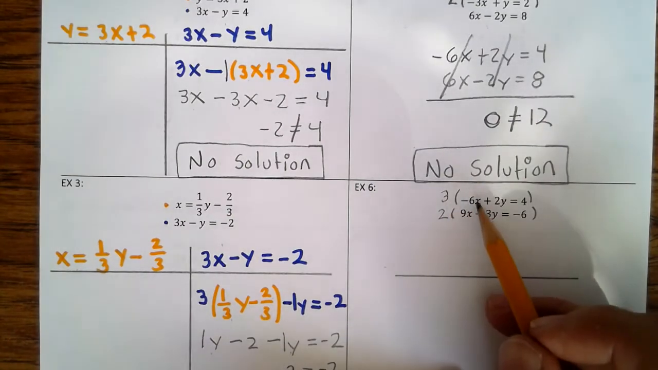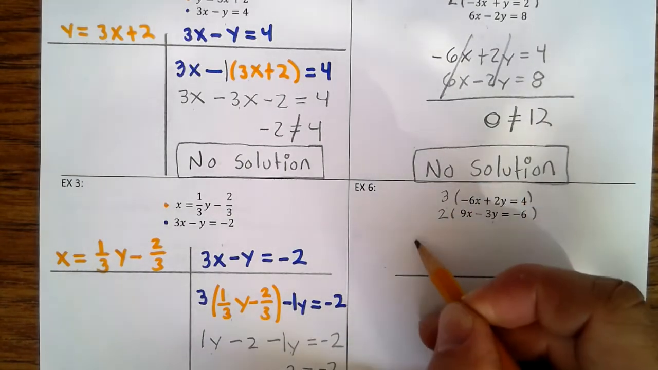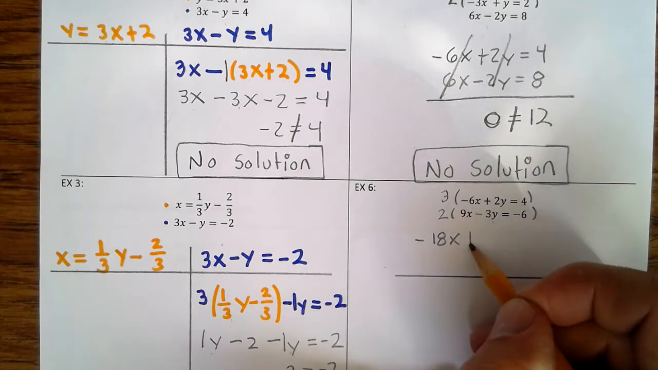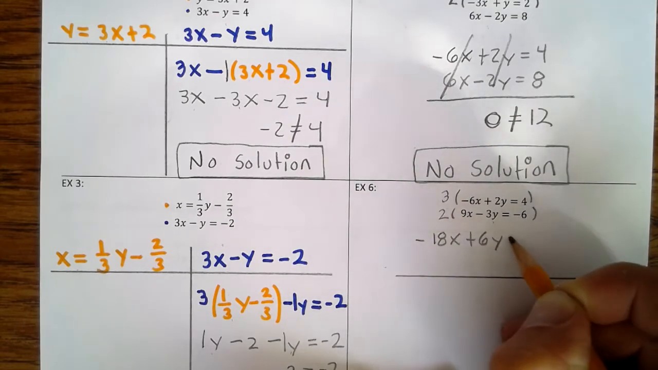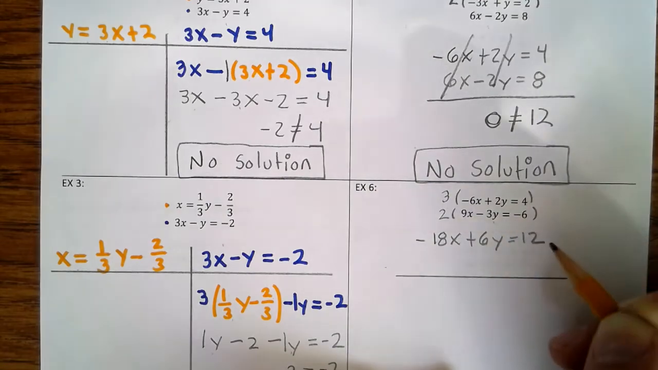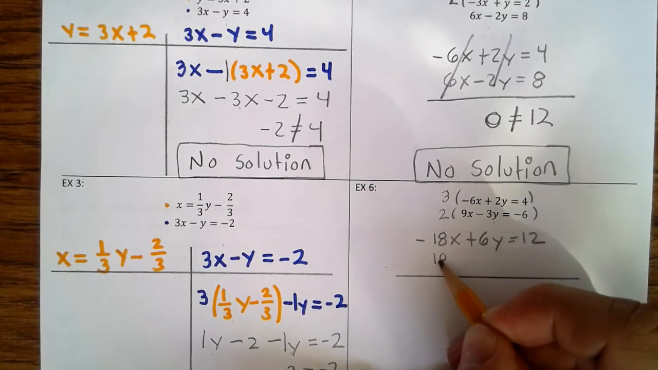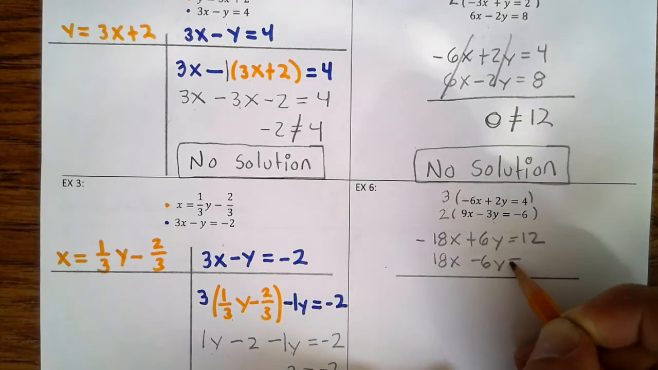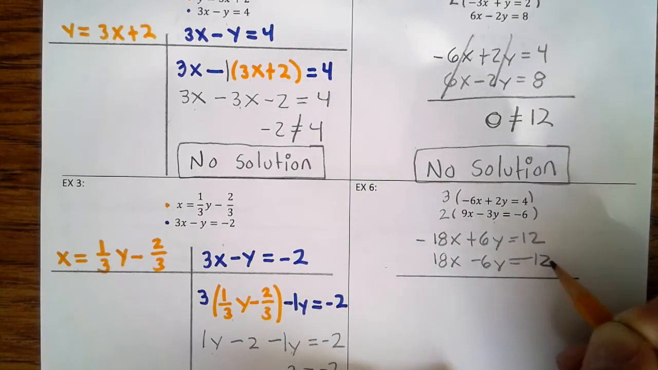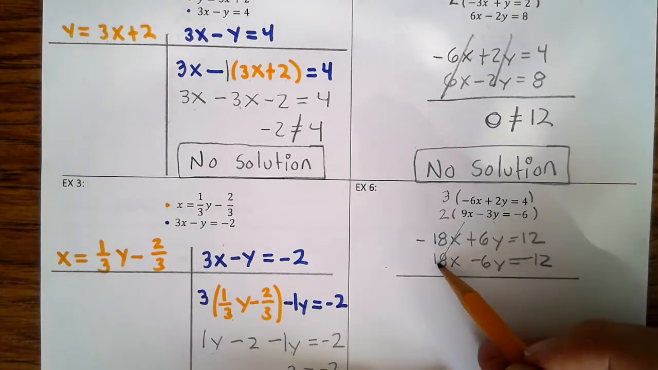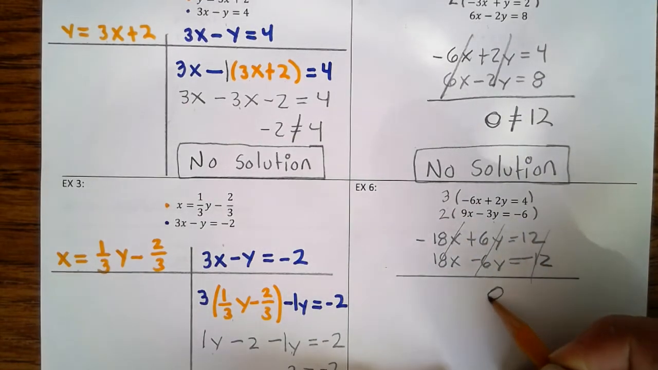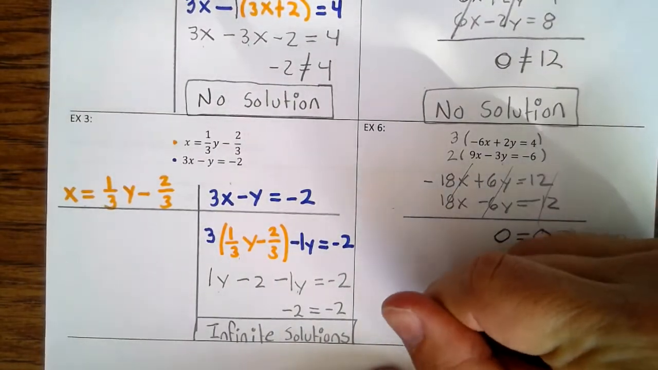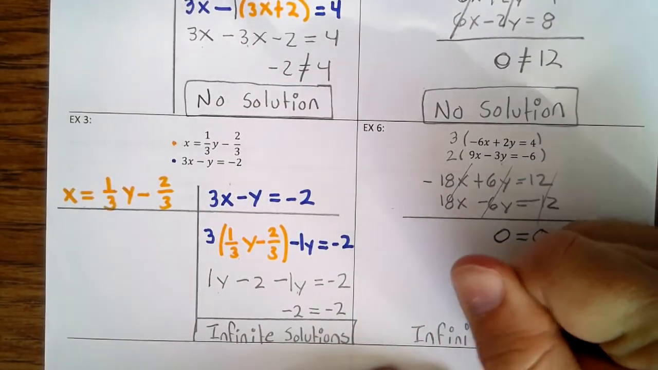So 3 times negative 6 is negative 18x. 3 times 2 is 6y. 3 times 4 is 12. 2 times 9 is 18x. And 2 times negative 3 is negative 6y. And then 2 times negative 6 is negative 12. That cancels. You're left with 0 equals 0. So it's infinite solutions.